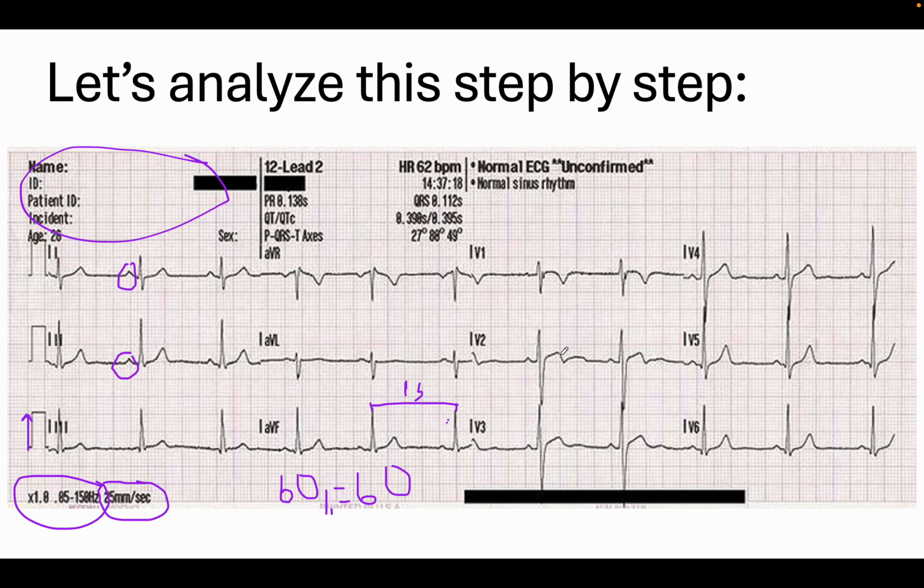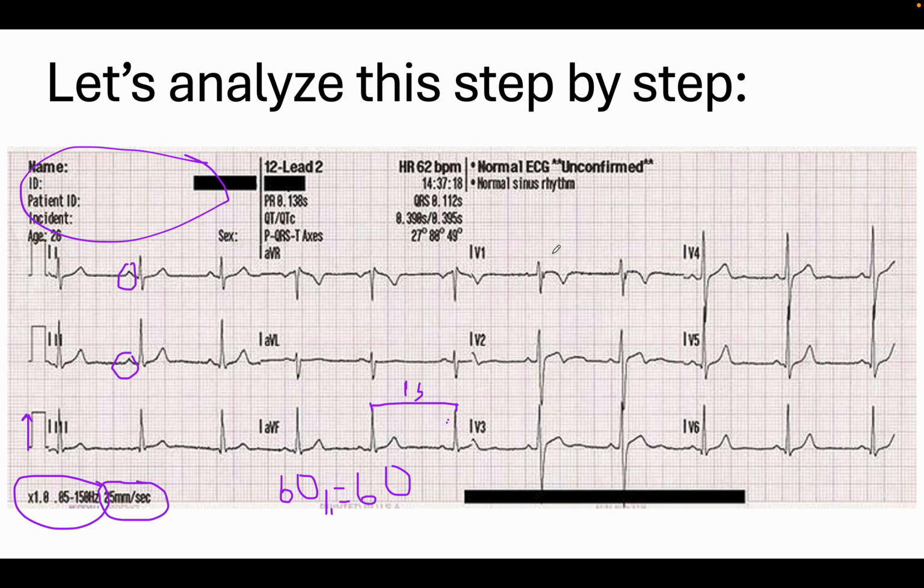But for the most part, looking at the context of the patient being a young patient, this is likely not to be an ACS. This is likely just high takeoff. So this would be sinus rhythm going at a rate of 60 beats per minute with some evidence of high takeoff in our precordial leads. That's how you analyze an ECG.